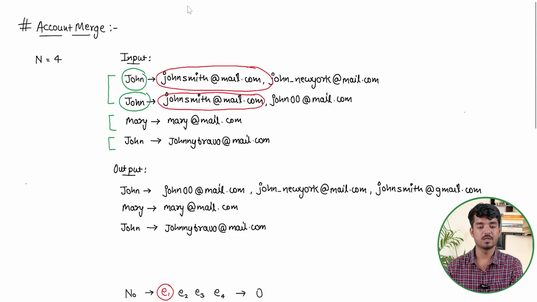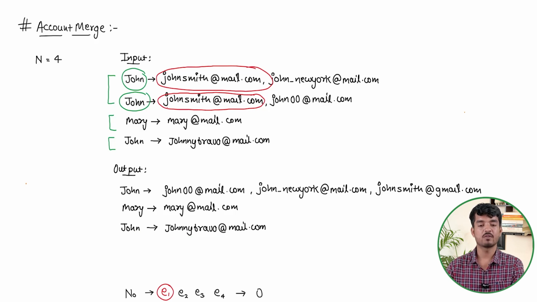We have only merged the first two accounts. In the first account, the person name is John, and the corresponding emails are these ones, and they must be sorted in lexicographical order. This is an important thing to note. Then the second account is for Mary, and the third account is for John with the email johnnybravo@mail.com. So I hope the problem statement is clear to you.